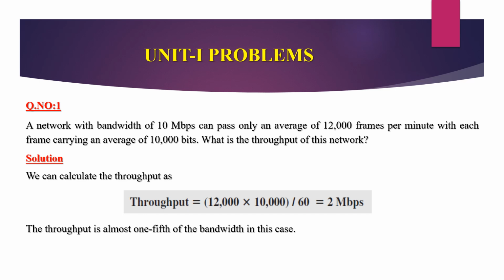We can calculate the throughput as follows. Throughput is equal to 12,000, that is the number of frames per minute, into 10,000 number of bits per frame, divided by 60, that is 2 Mbps. So this is almost 1/5 of the bandwidth in this case.